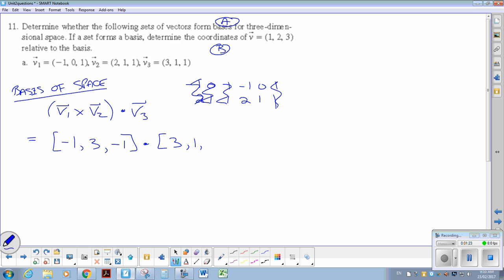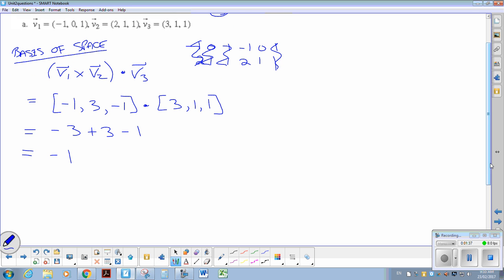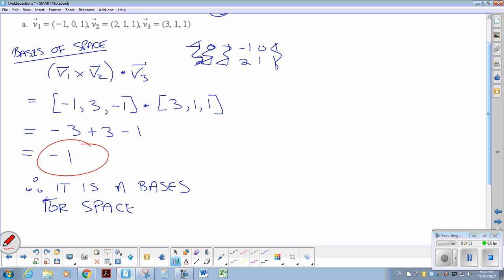And now I'm going to have to dot it with that. So we'd end up with negative 3 plus 3 minus 1, which is equal to negative 1, which tells me that this is a basis of space. So therefore it is a basis for space. And we know this because if it was 0, if this resulted in a 0, it would tell me it would be coplanar. So as long as it's not equal to 0, we have a basis for space. So there we go. So A part's answered. Now, B part.